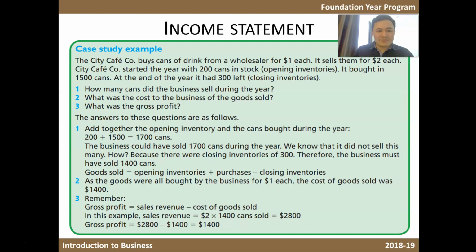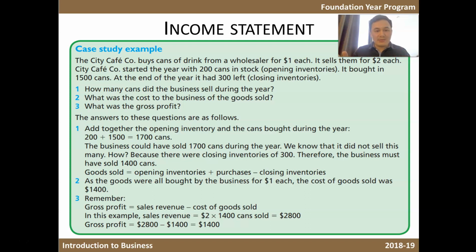What was the cost to the business of the goods sold? Now, the cost to the business of this particular wholesaler is going to be $1 multiplied by 1,400 cans that were eventually sold. That means it's equal to $1,400 of cost of goods sold. So in your income statement or profit and loss statement, you're going to use $1,400 as the cost of goods sold.